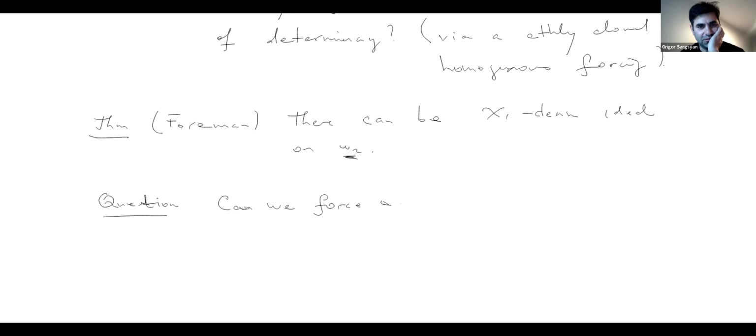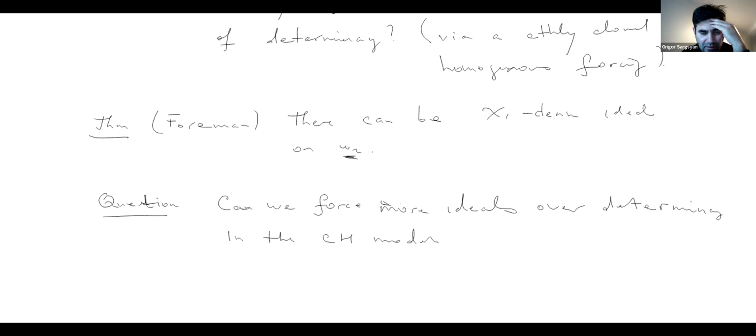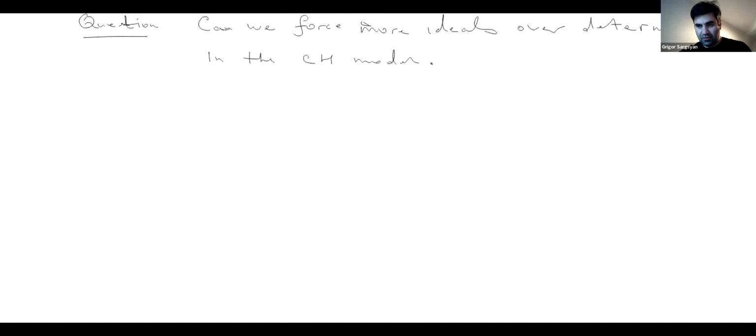Okay, so can we force more ideals? Over determinacy. In the CH model, right? I say in the CH model because if you look at the MM model, Woodin already has ideals on omega 2, but that's the MM model, so we're more interested in the CH model.